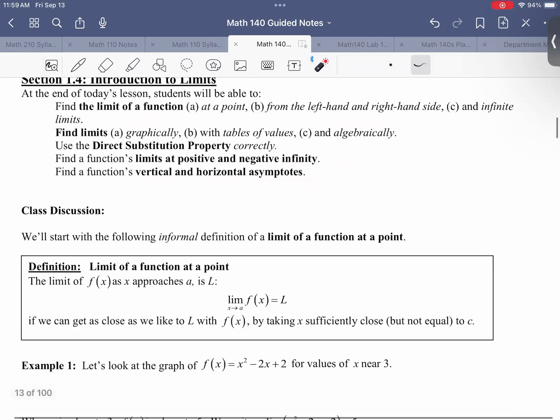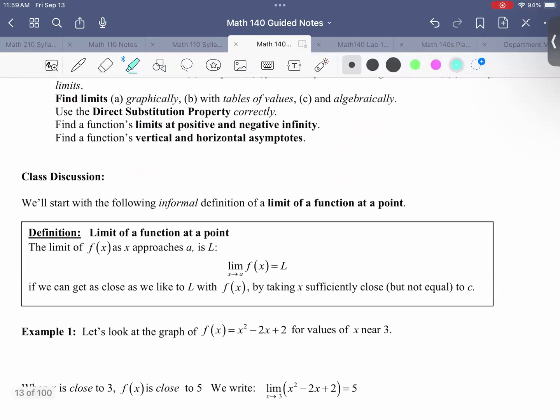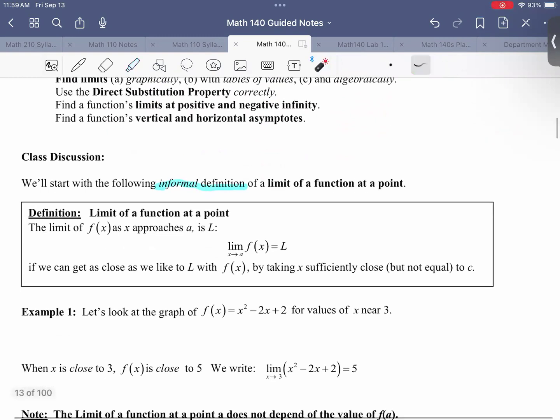Okay, so we'll start with the informal definition of a limit of a function at a point. So, the limit of a function f of x, as x approaches some x value, a, is L. L is just some number. Could be 2, 3, 10, 1/2, right? But that's really the informal definition. Limit as x approaches a of f of x equals some limit L.